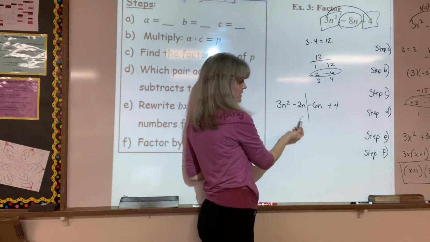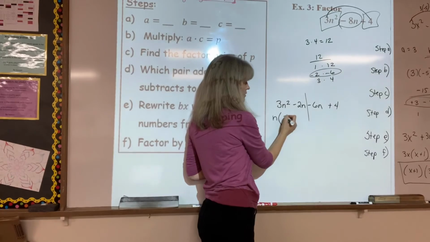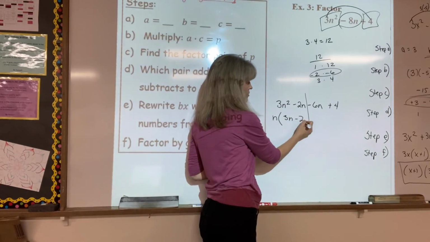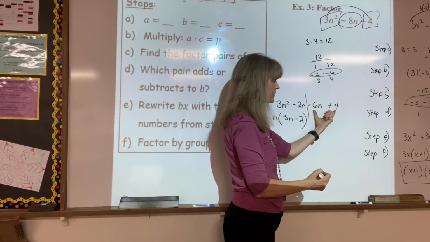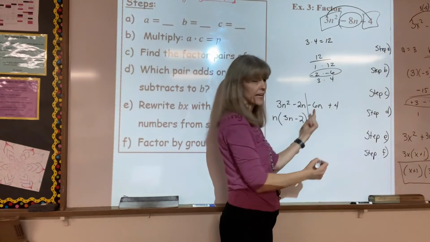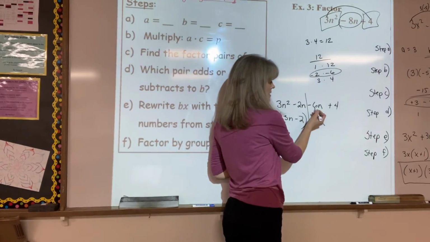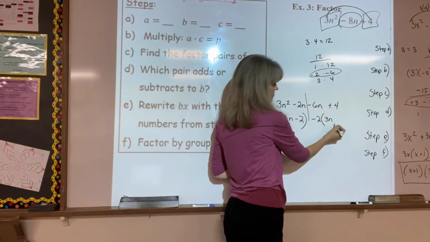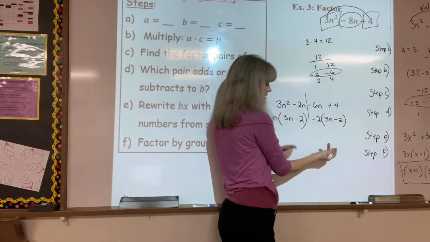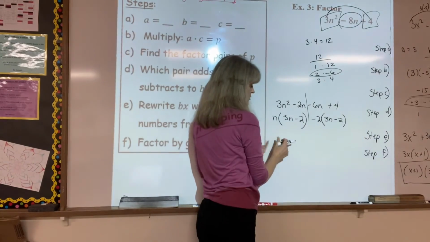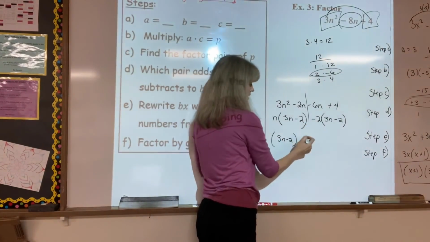Now factor by grouping. What do these have in common? N. Which leaves me with 3n minus 2. What do these have in common? Negative 2. If this is a minus, I have to pull out the negative. Negative 2. That leaves me with 3n minus 2, because a negative times a negative would give me that positive. This 3n minus 2 I pull out. Then I'm left with n minus 2.